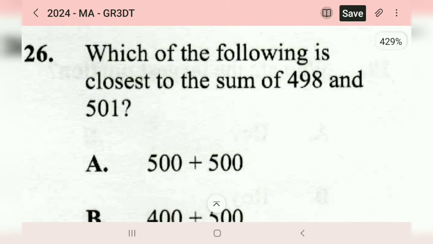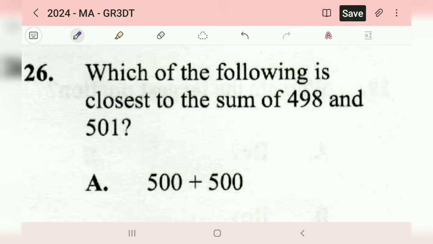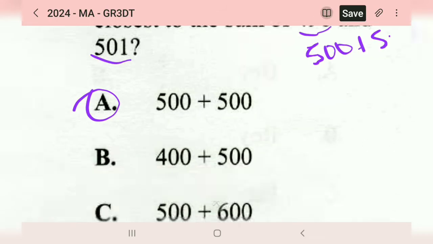Which of the following is closest to the sum of 498 and 510? So closest is like an estimate. 498 is almost 500, right? And 510 is still basically 500. So it's going to be A, 500 plus 500.